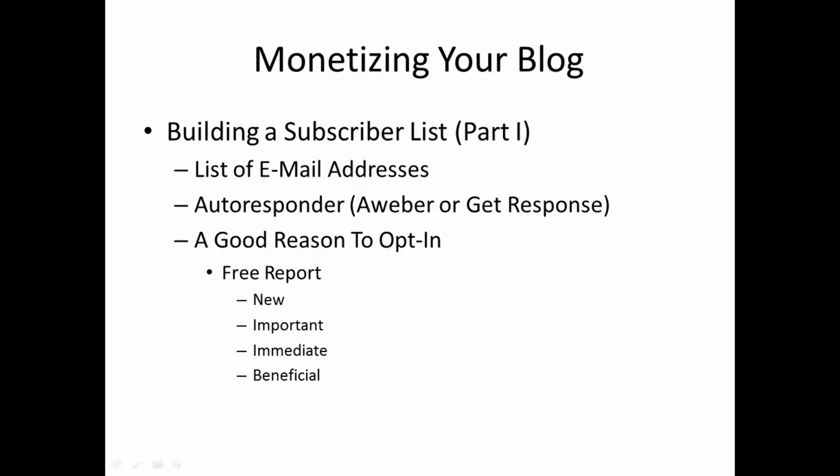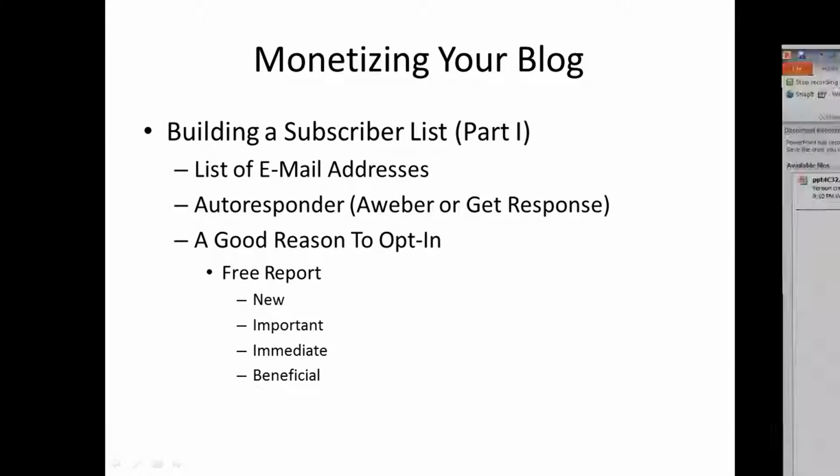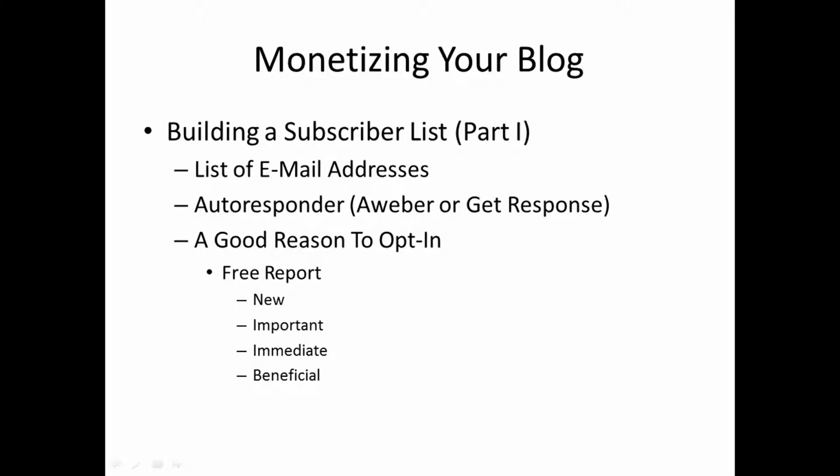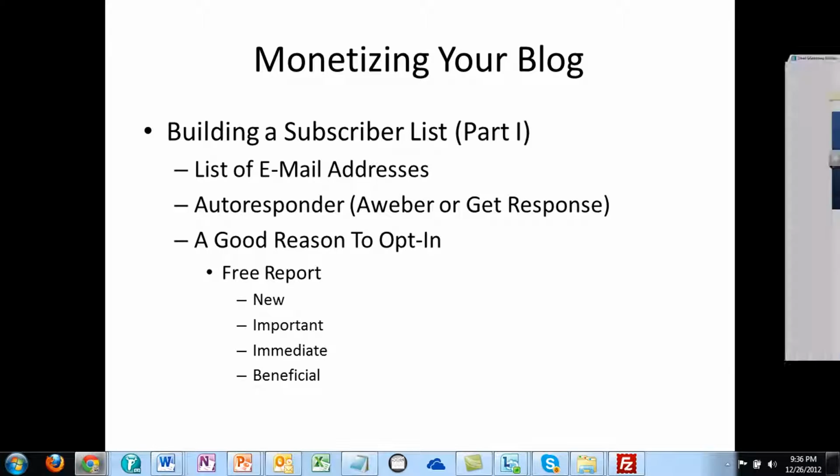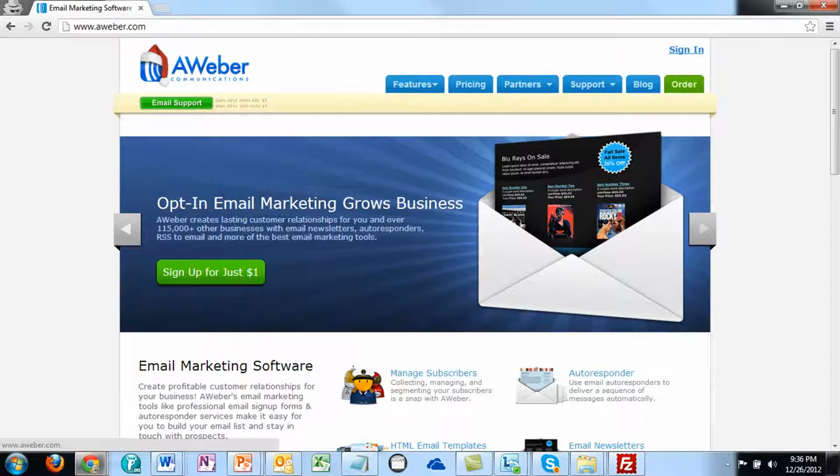So what are you going to need in order to build your subscriber list? Well, you're going to first need an autoresponder, and one of the ways that you can do that, I'll show you here in a minute. We'll just slide this right over to the screen here. The name of the site is aweber.com, and you may have already heard of it. aweber.com is a website where you can create an autoresponder message.